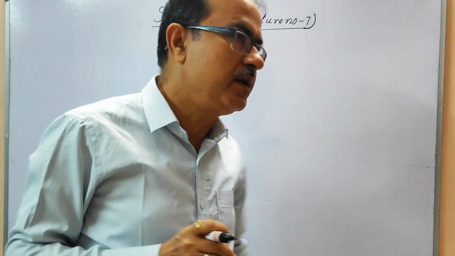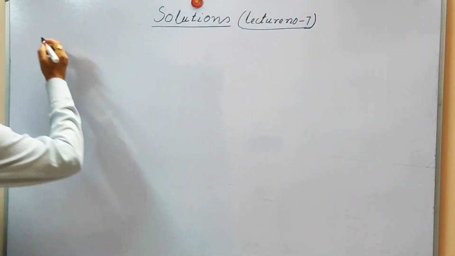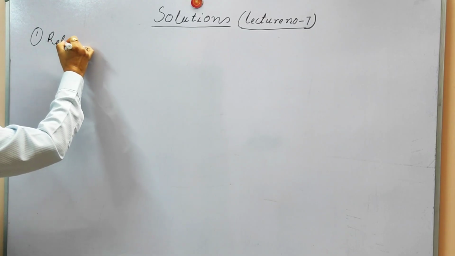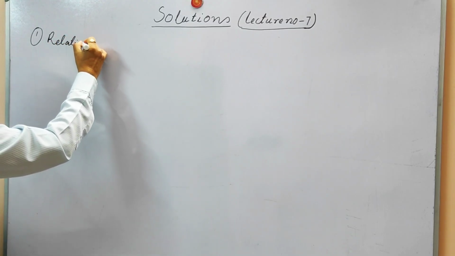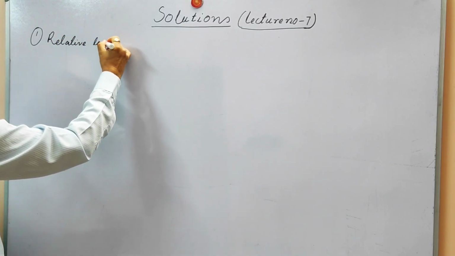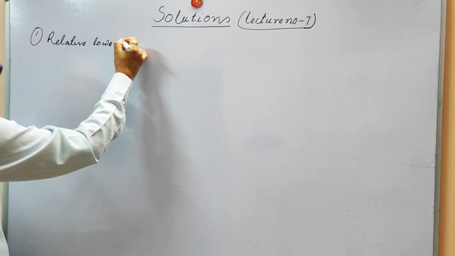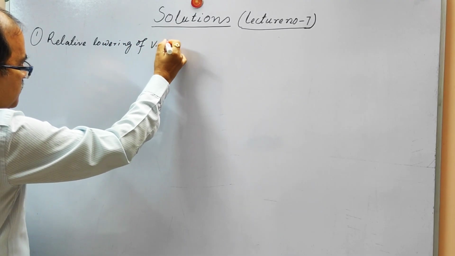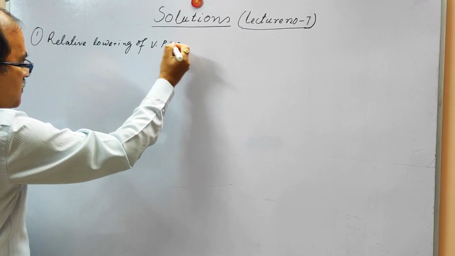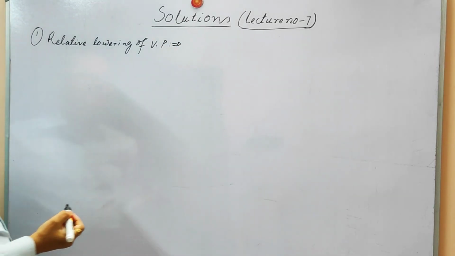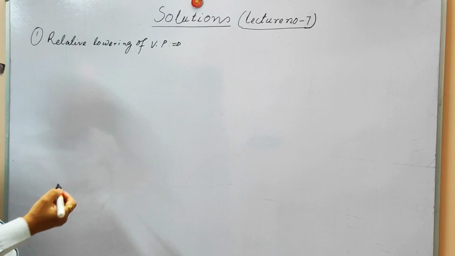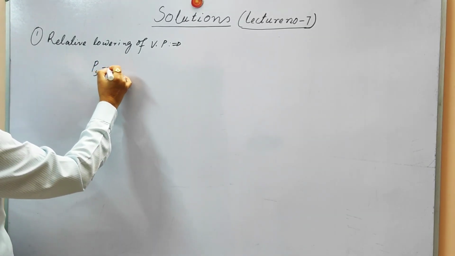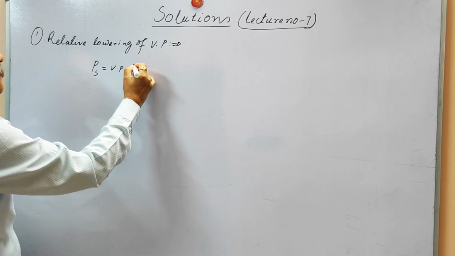The first is the relative lowering of the vapor pressure. We can write the relative lowering of vapor pressure. That we are going to discuss. So already you understand from the previous discussions the vapor pressure. PS is the vapor pressure of the solution.